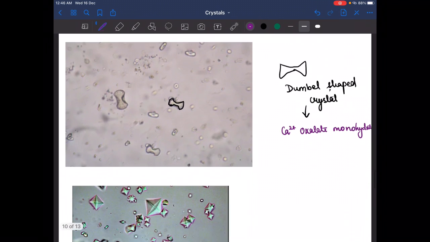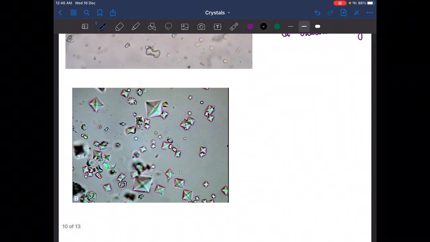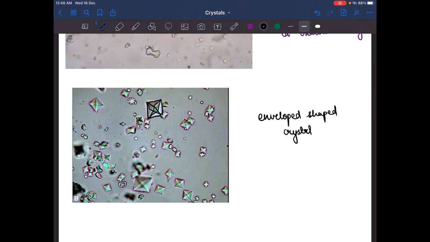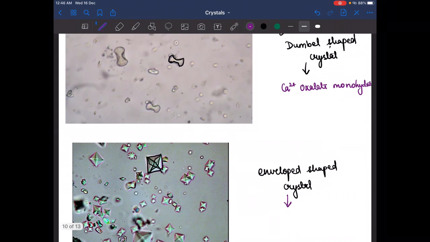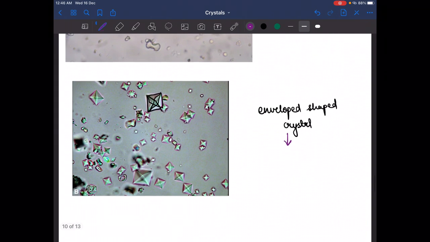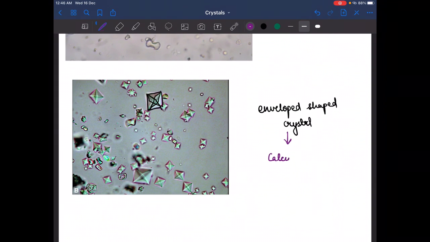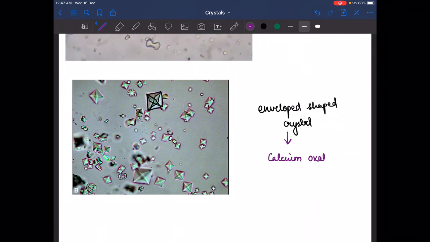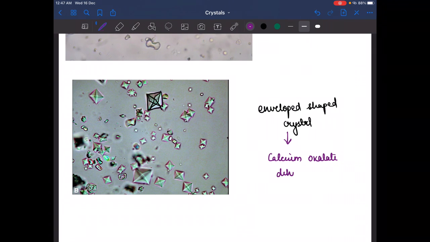Now let's move to the second picture, and in this we can see that it looks like an envelope. So it is an envelope shaped crystal, and what is the composition? Above was calcium oxalate monohydrate. So here it is calcium oxalate dihydrate.